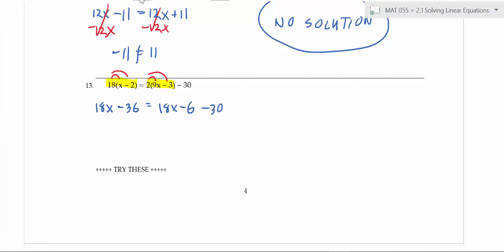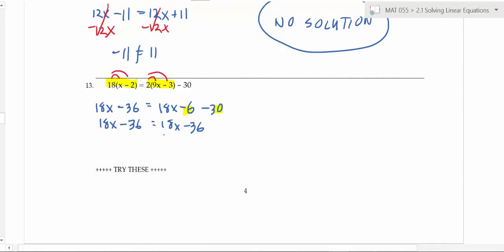Now you have like terms, so be sure you collect them. So when we do this, what we'd have is, I'm going to just write that as 18x minus 36. This is 18x minus 36. I already know the answer. If you already know the answer, tell me what it is. These are the same. So if they're the same, the answer has to be all real numbers.